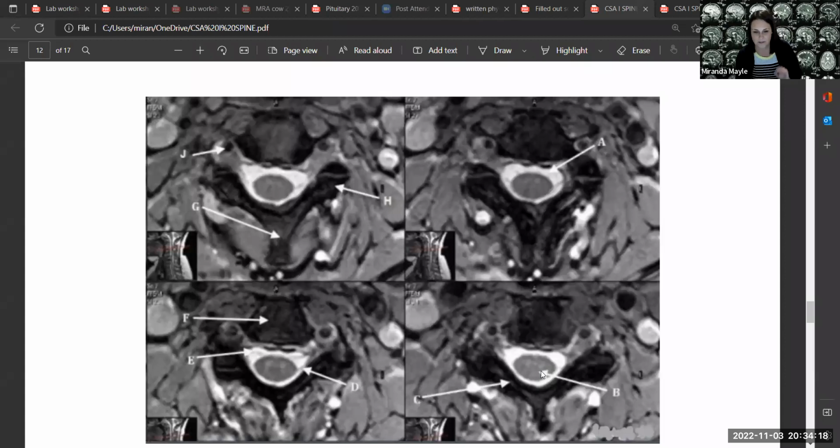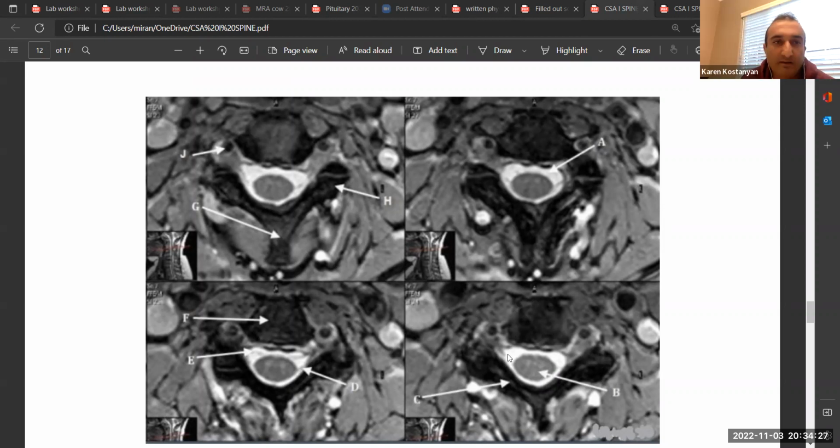Excellent. Now comes the tricky part. We're going to start looking at the bone anatomy. What is this here? Body. Vertebral body. Excellent. What do you think this is right here? It's going between the transverse foramen and the spinous process. Pedicles. Not the pedicle.